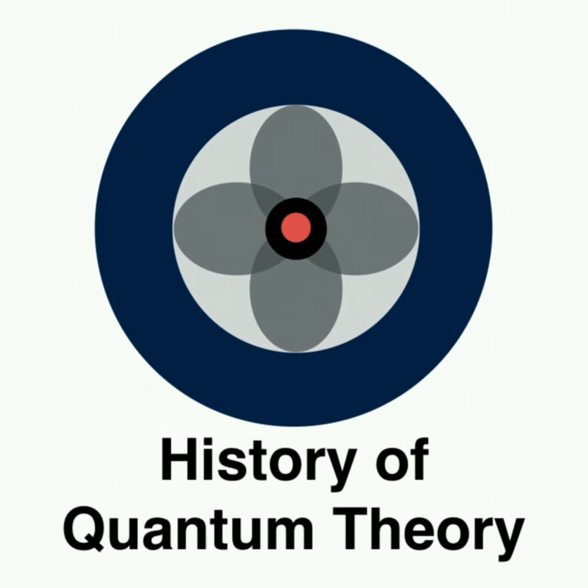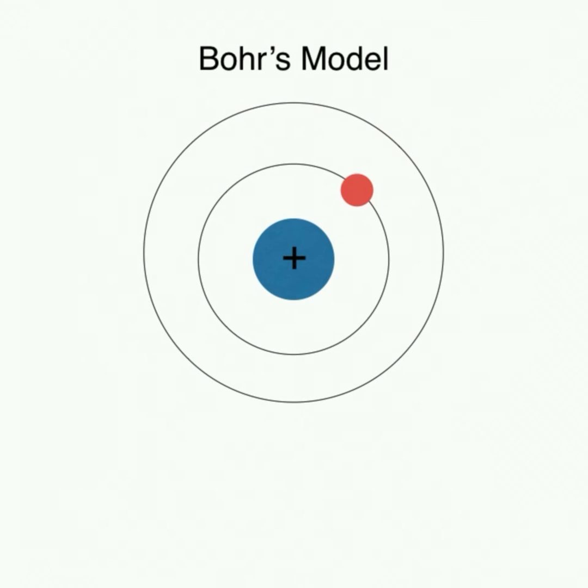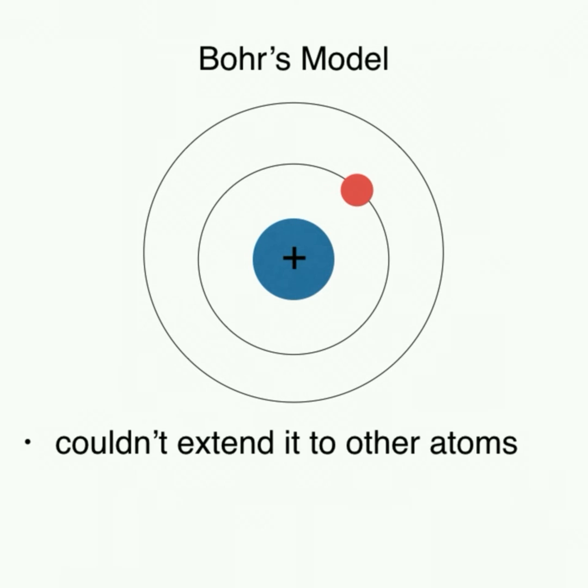In this lesson, we will discuss the history leading up to the quantum theory for describing electrons in atoms. For many years, Bohr's model of the hydrogen atom was thought to be accurate because it accounted for many experimental observations. There were, however, multiple things that Bohr's model didn't account for. For example, Bohr's model couldn't be extended to other atoms.